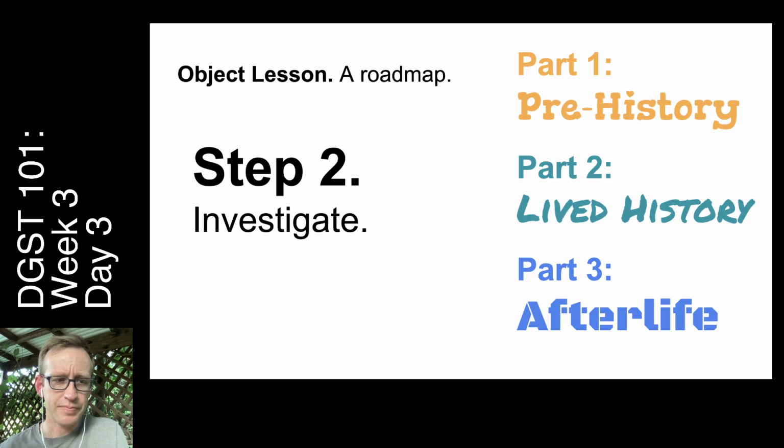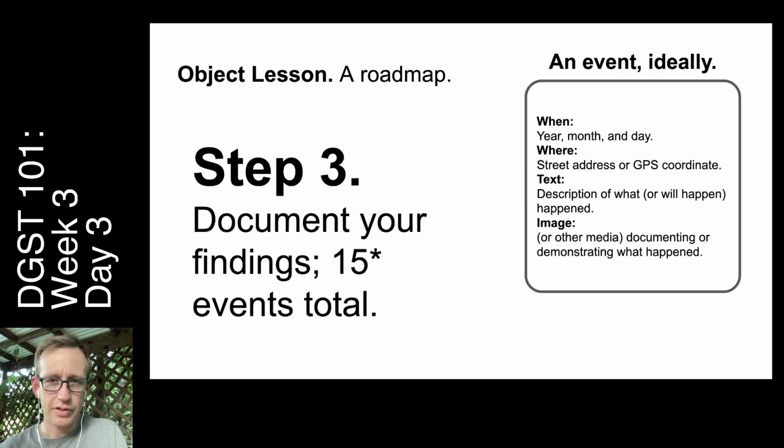So the prehistory is everything that happened before you got the device. The lived history is everything that happened while you had it. And then the afterlife is everything that happens next. And what you're looking for as you do the investigation are events. So you're trying to find out significant events in the life of this object. Those events are going to fall into one of those three stages. But you need to find those significant events and get as much information about them as you can.